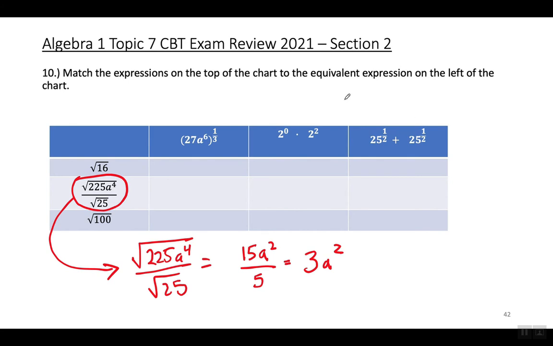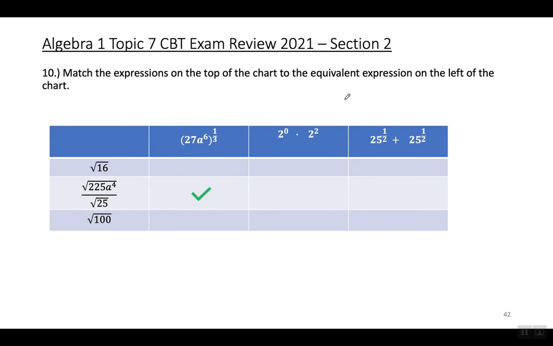Okay, moving on. So for this one, that's the correct answer. Okay, now let's look at this one. This one's easy. Any number to the 0 power equals 1, and 1 times 2 to the second power is 4. So 1 times 4 equals 4. So when I simplify this expression, I get 4. So all I gotta do is find which one of these, when you simplify, gives you 4. It's obviously the square root of 16.